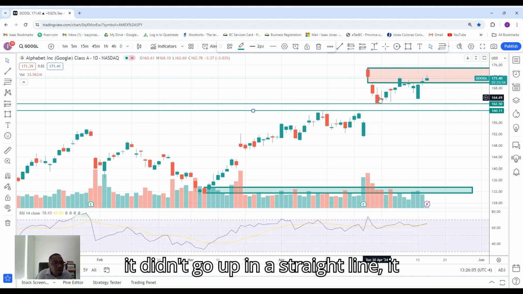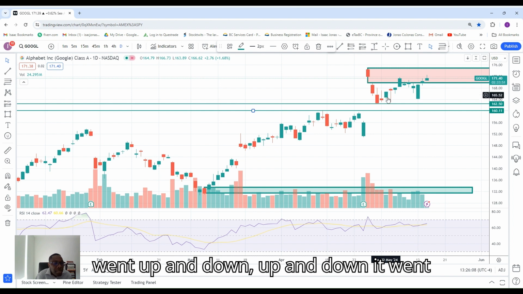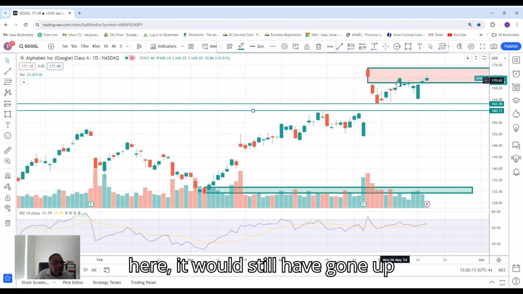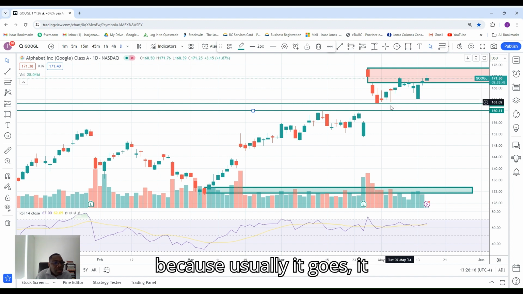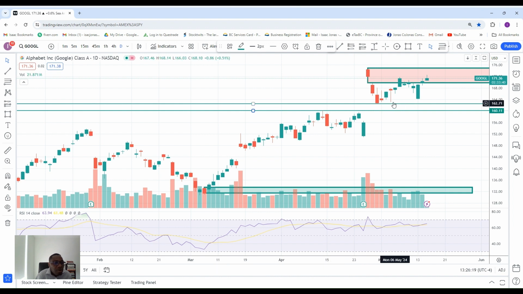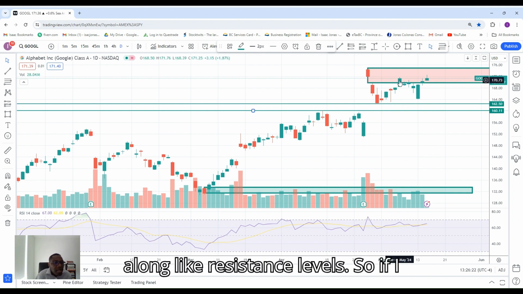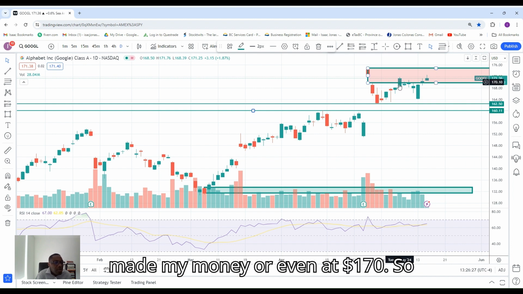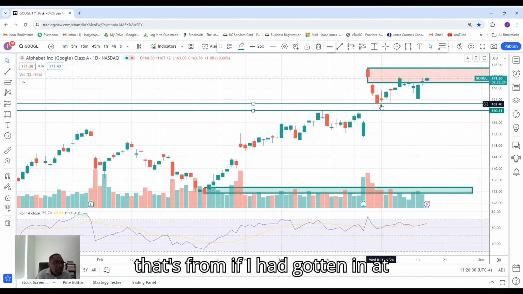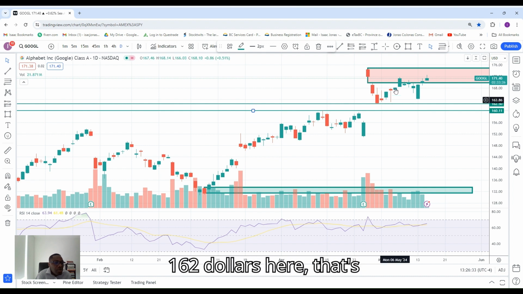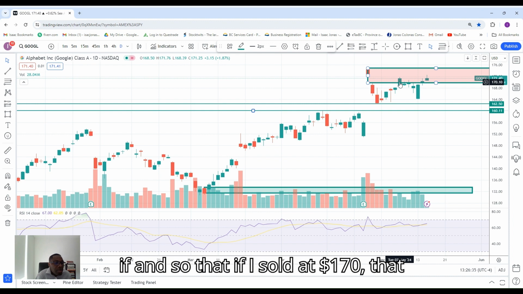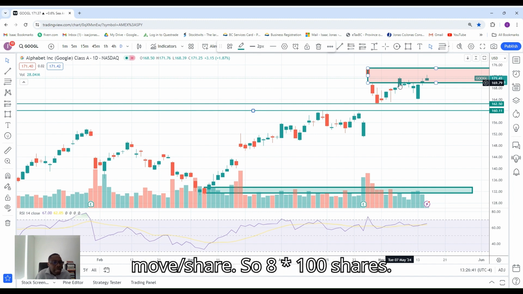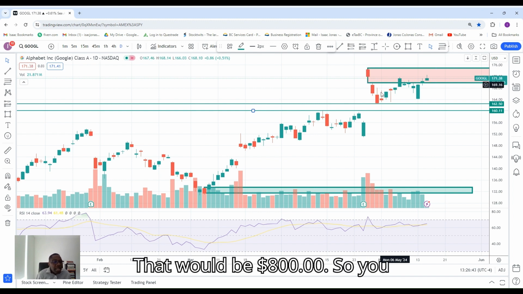But you see, it didn't go up in a straight line. It went up and down, up and down. It went down, but if I had put my stop loss here, it would still have gone up, because usually it goes up along resistance levels. So if I had put my sell order here, I would have made my money, at 170 or even 70. So if I had gotten in at $162 here and sold at 170, that would be an $8 move. So 8 times 100 shares, that would be $800.